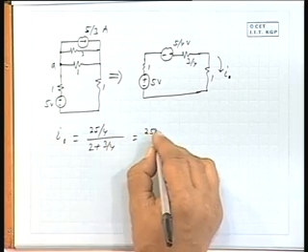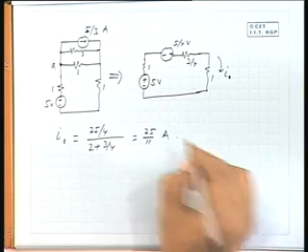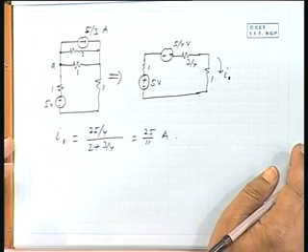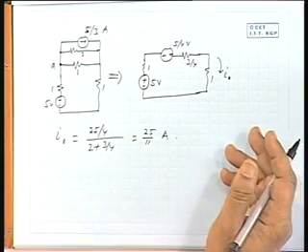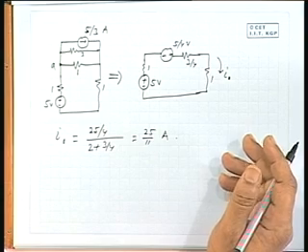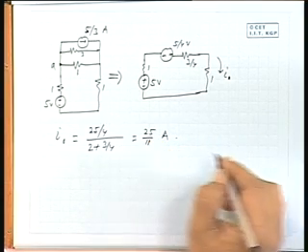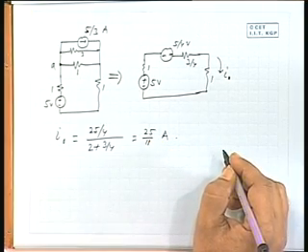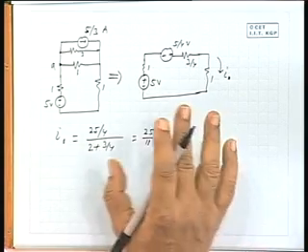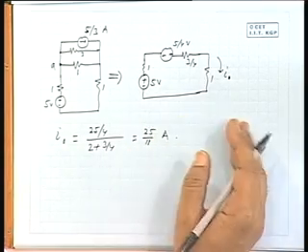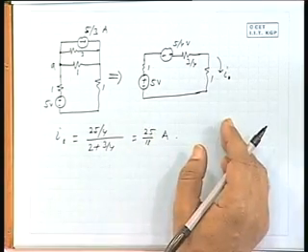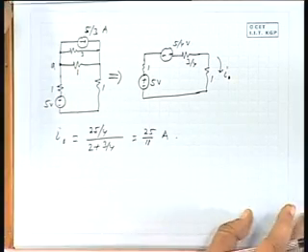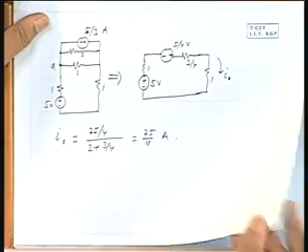So, 25 by 11 ampere. Is that all right? You could have obtained it by any other method. We will take up similar problems in the tutorial class with different values of R1, R2, R3 for this problem also.